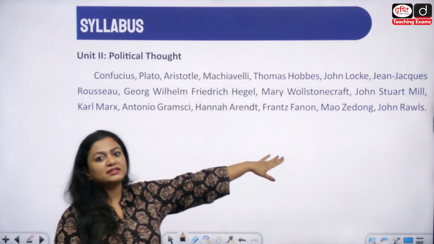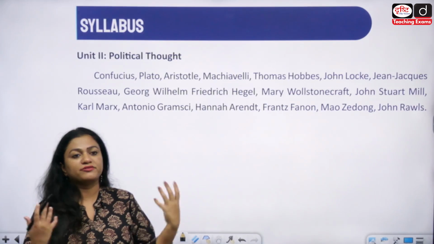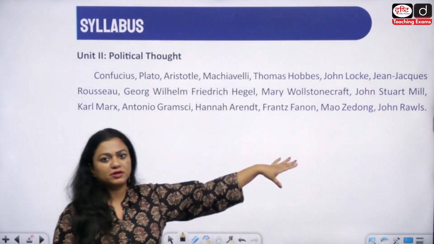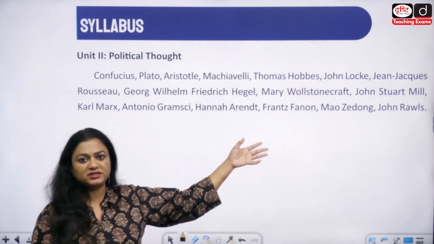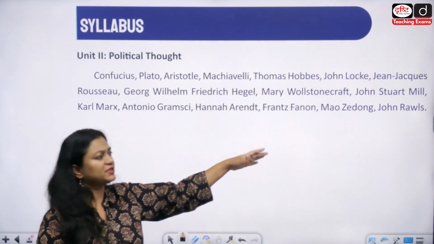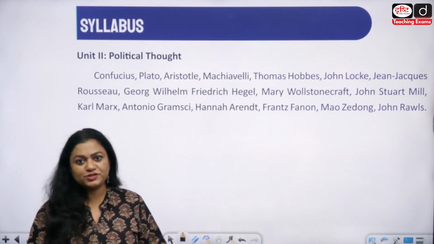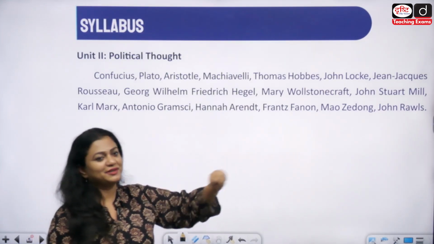Then Frantz Fanon, his theory on the Algerian, like how he actually formulated his theory during the Algerian Civil War. Then Mao Zedong, a communist thinker from China, and how he established the People's Republic of China and various other aspects. Then we have John Rawls. Already we have dealt with John Rawls in the previous unit with reference to the justice theory. Again, we will be studying him here.